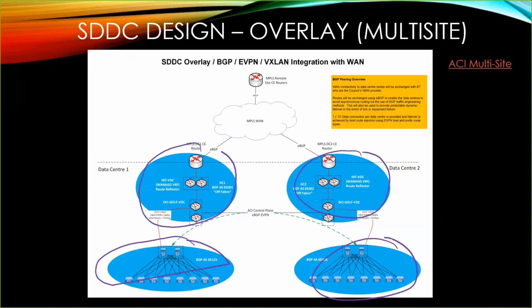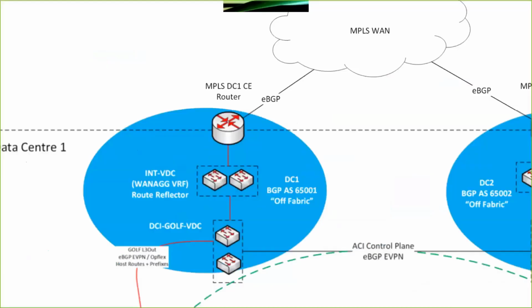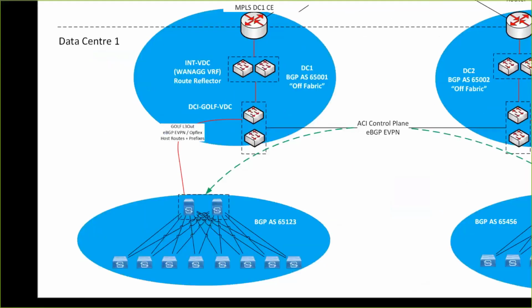In this particular scenario, I mentioned that we were using GOLF EVPN. So this is relevant to highlight. If you look at this red line in particular where it says GOLF Layer 3 out, eBGP, EVPN, OpFlex, host routes and prefixes.